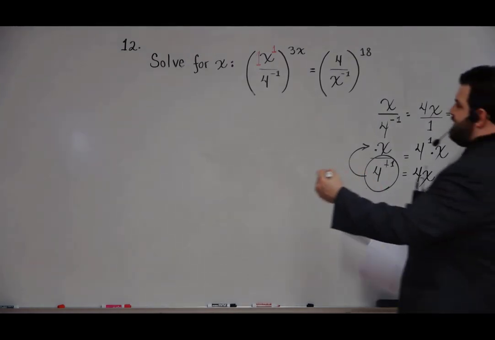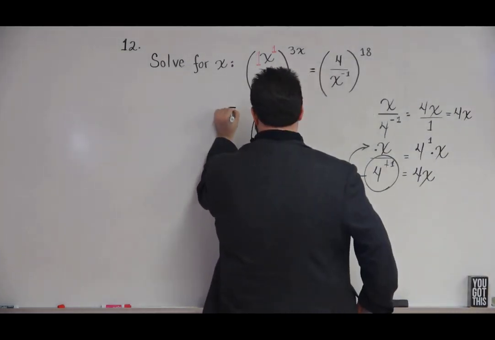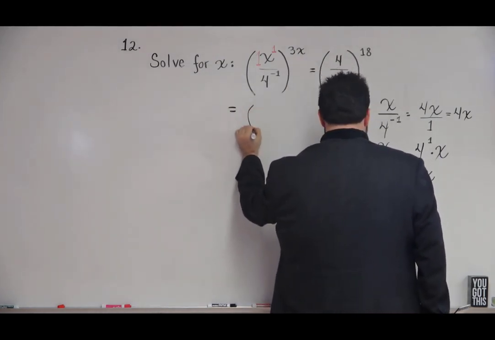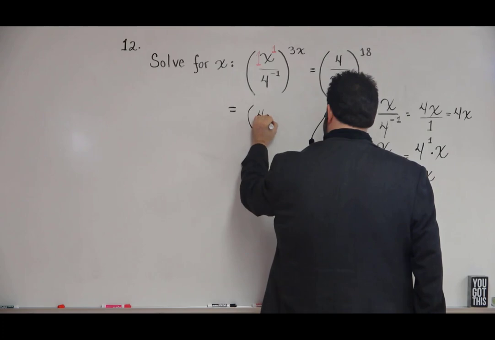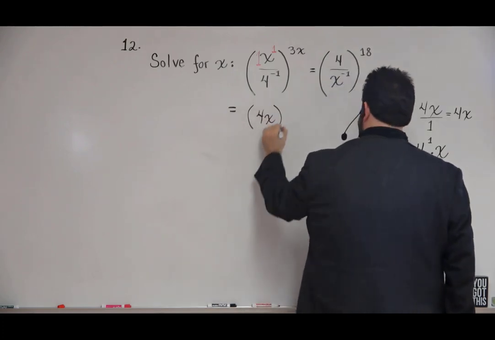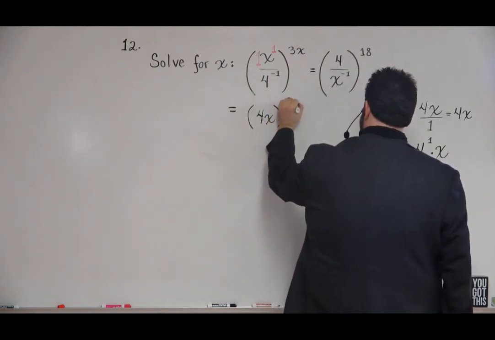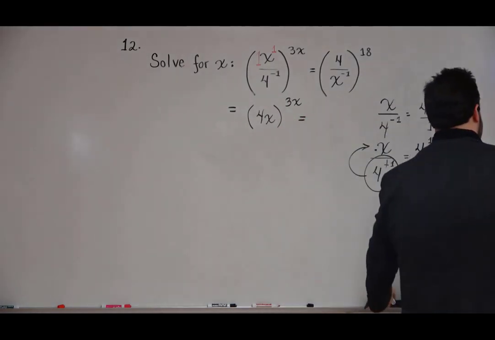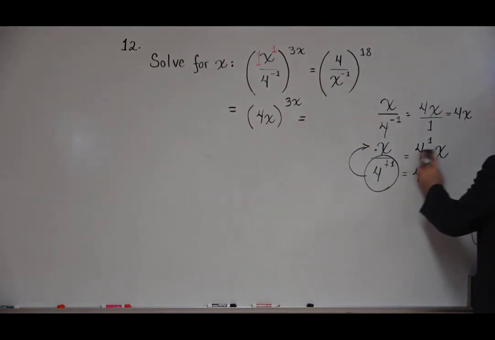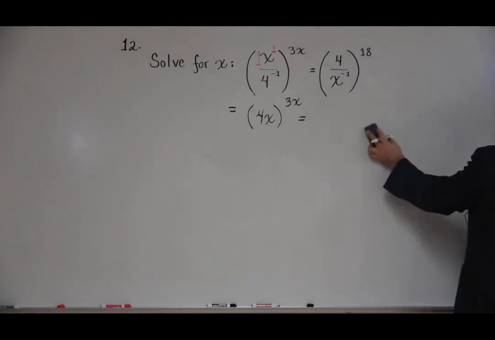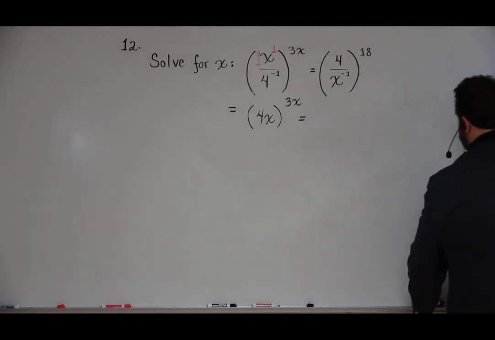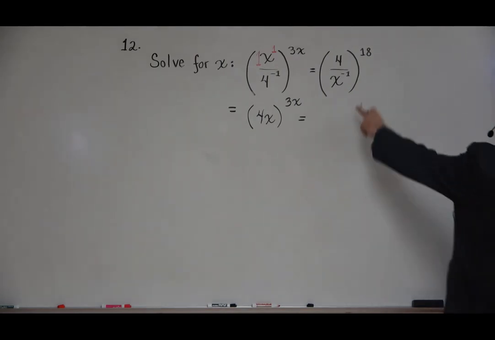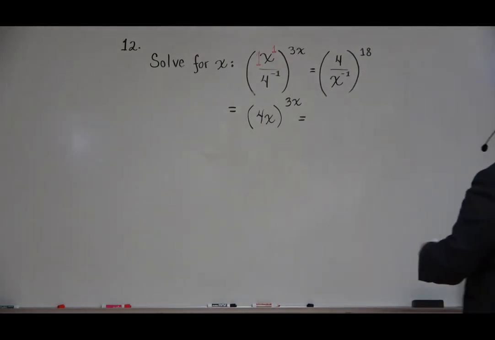So on my second line, I'm going to write a new line here. I'm going to write open parentheses, 4x, close parentheses, raised to the power of 3x equals, all right? Now, I hope I can erase this over here. I hope you understand the concept of how we move things from the denominator into the numerator if the exponent is negative, okay? That's what gives us that permission.